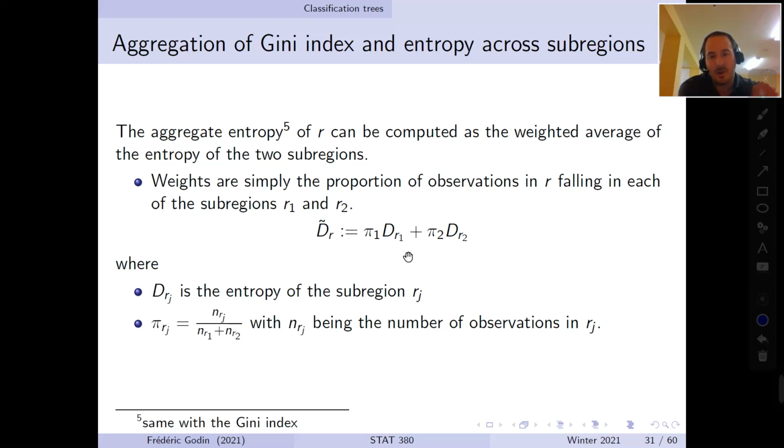Clearly, these two weights, pi 1 and pi 2, sum to 1. So we can see that the aggregate entropy, based on this formula, is a weighted value of entropies in all subregions, where the weights are simply the proportion of observations falling into each of the two subregions.